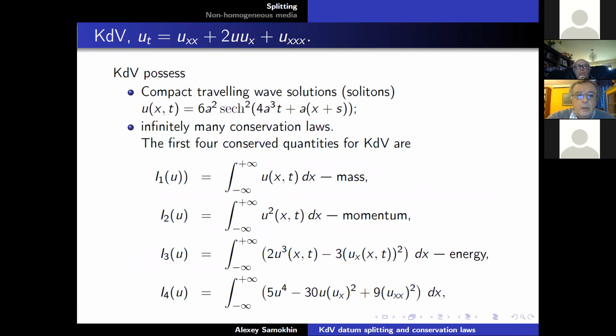I'll start with KdV. Well, everybody knows what KdV is, and I just use this slide to state the notations and some terminology.